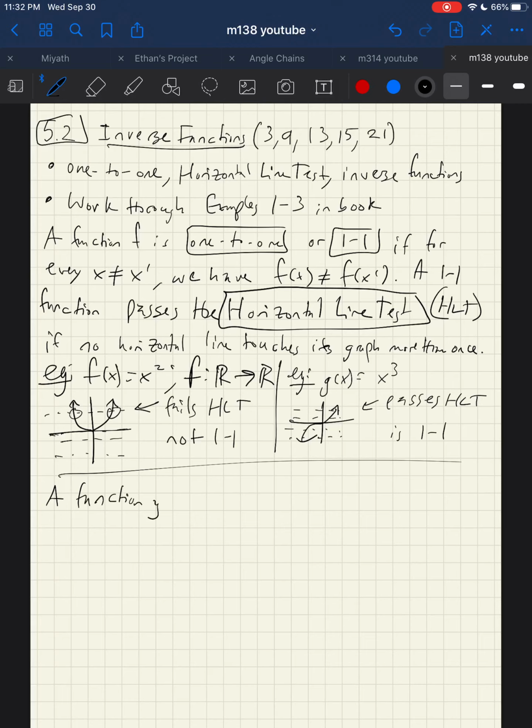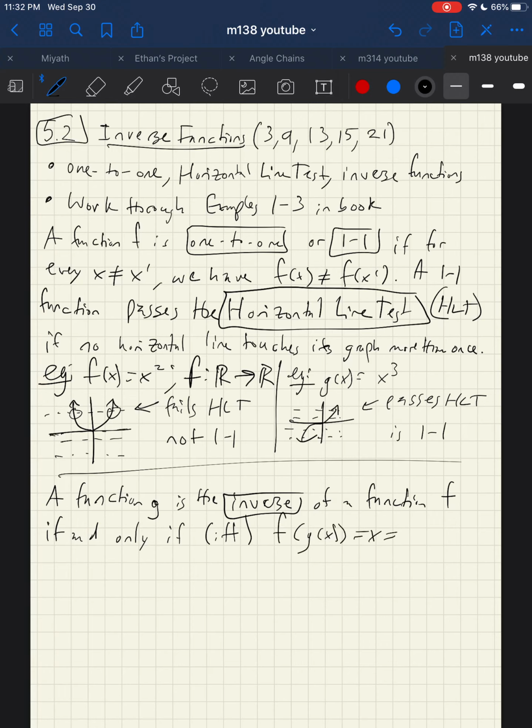A function g is the inverse of a function f if and only if, remember that's IFF, if and only if, f of g of x equals g of f of x. Now this happens for all x in the respective domains. Again, I've told you I'm hiding some dust under the rug about the domains and ranges of things, where I'm trying to not get too involved about the domains.